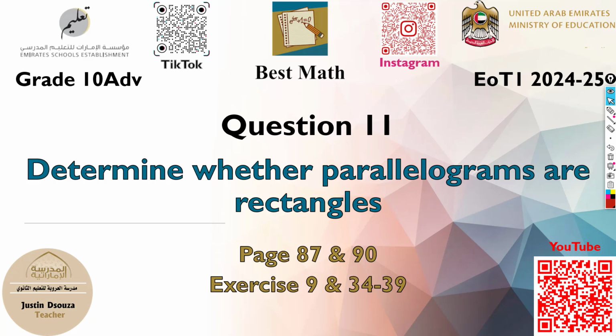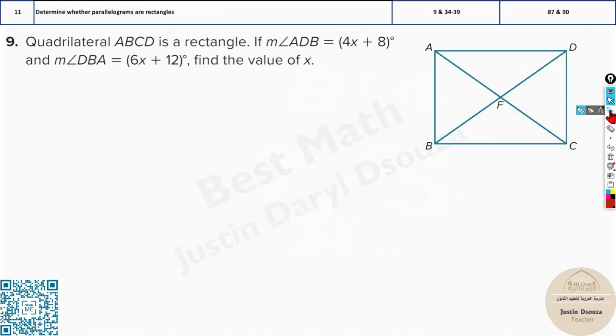Moving to question 11, it is about parallelograms and rectangles. Here we have been given a quadrilateral, that means it has four sides, and they have told us it's a rectangle. That means all the vertices, or the angles, are 90 degrees. If the measure of angle ADB is 4x plus 8, and then the measure of angle DBA is 6x plus 12, what is the value of x?